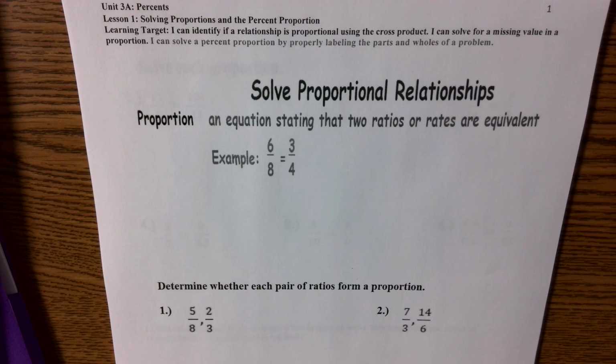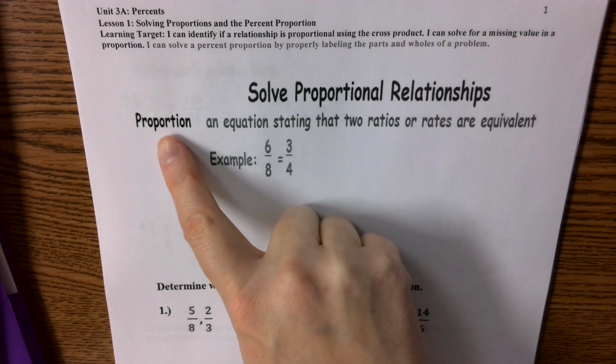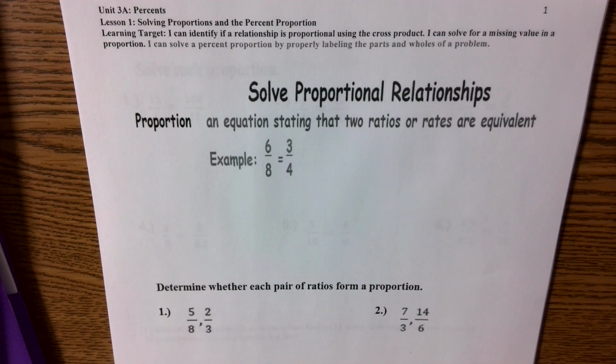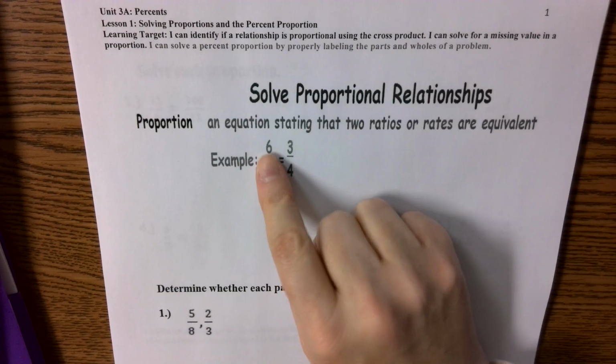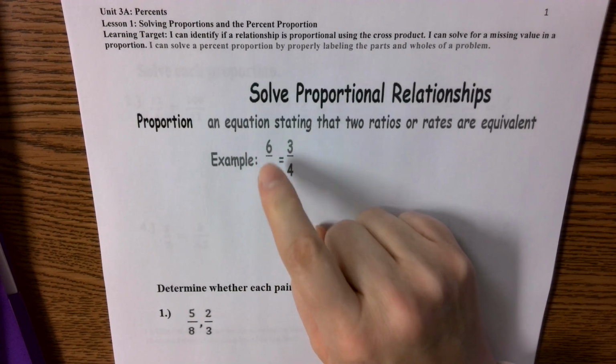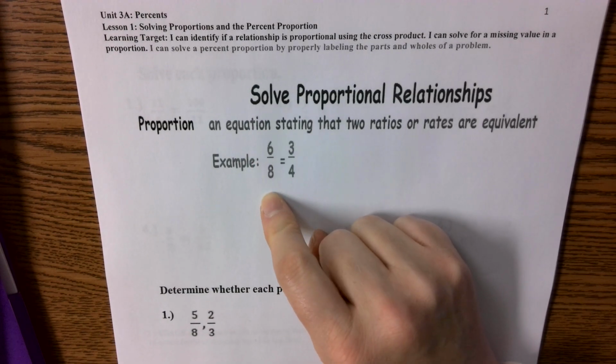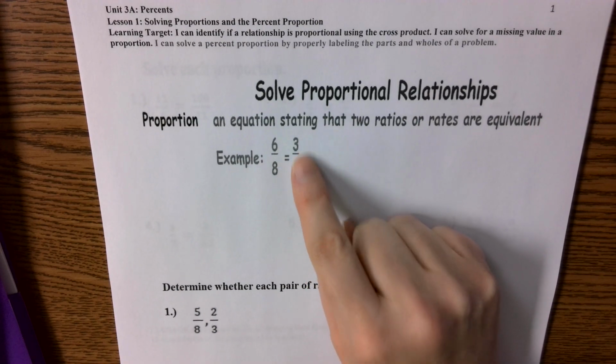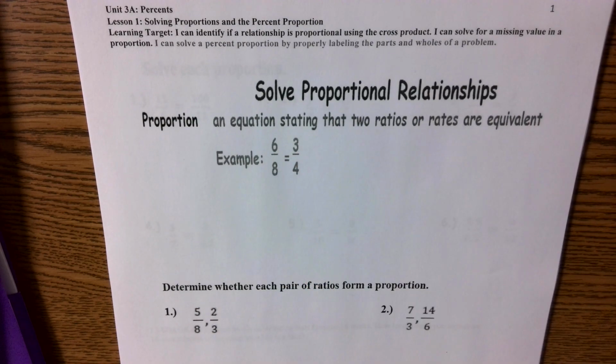So we're starting off with our proportional relationships. And the first thing that you need to make sure you understand, a proportion, guys, it's just an equation saying that two ratios or rates are equivalent. When we talk about a ratio, a fraction is a ratio. So equivalent fractions, that is an equation. When we're saying 6/8 is the same thing as 3/4, they're equal to each other, we're making them equivalent.